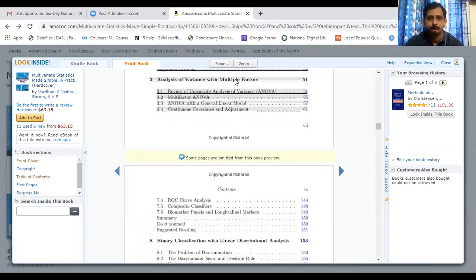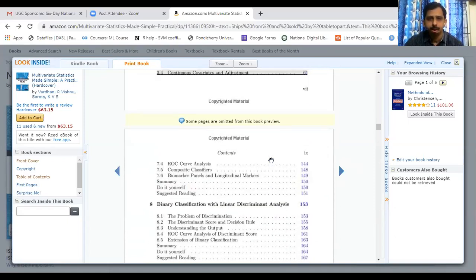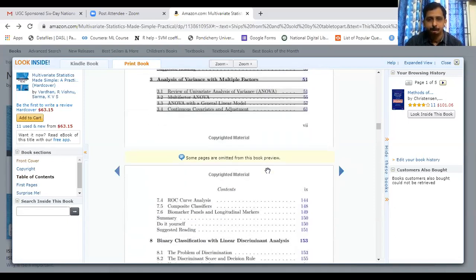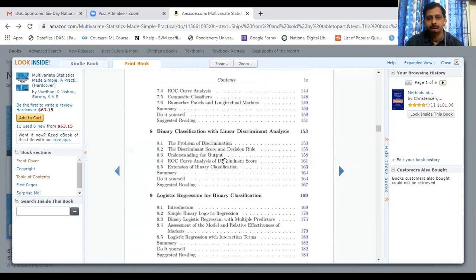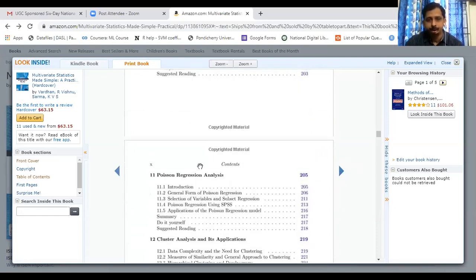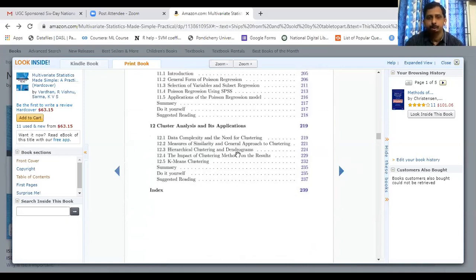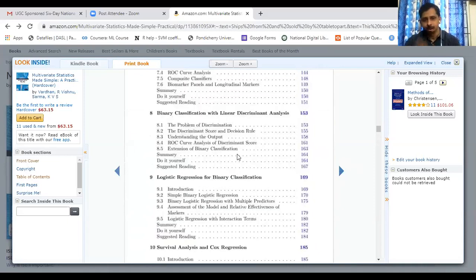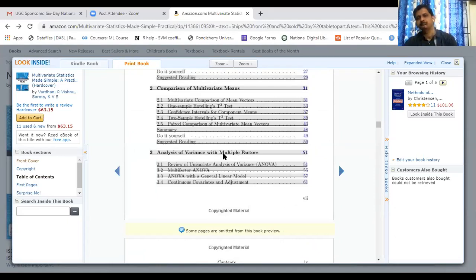Then we spoke about ANOVA, and then, there are some copies missed here, but then we spoke about multiple regression and its diagnostics, logistic regression, ROC curve analysis, and then binary classification with linear discriminant analysis, logistic regression, survival, and we have Poisson regression, and we have cluster analysis. Around 12 chapters are dedicated purely to the multivariate techniques. So you can have a look at that.